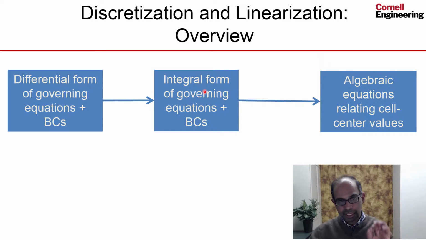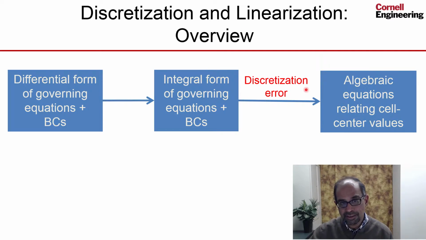And in the process of going from the integral form to the set of algebraic equations, we introduce an error called the discretization error. And I did indicate the error as we were deriving the algebraic equation for the mass balance for our particular cell. We can reduce the discretization error by using more cells in the domain, so that's mesh refinement, or we could decrease it by increasing the order of accuracy of the interpolation. And we will see that a little bit later.